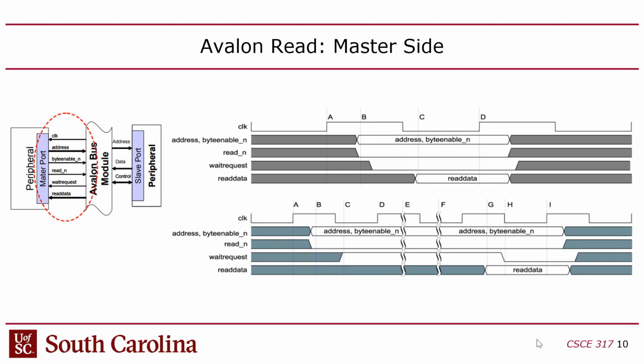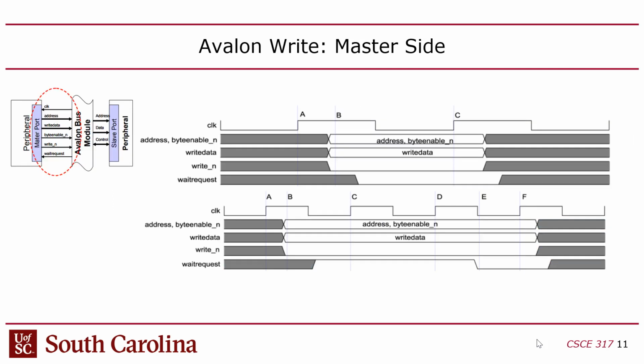So you can see that it's the master's responsibility to honor the wait request that comes back from the slave on a write or a read. But you don't have to worry about that because we're using the CPU for the master side. So you don't have to implement the master interface. You only have to implement the slave interface if you're designing a peripheral. Okay. And so I just show the write and read for the master side. Any questions about that?